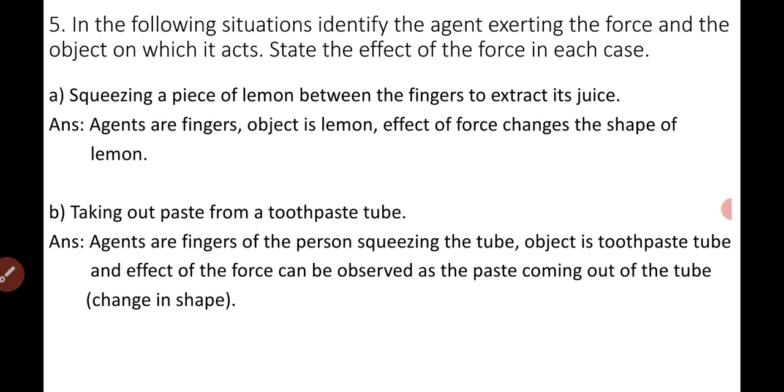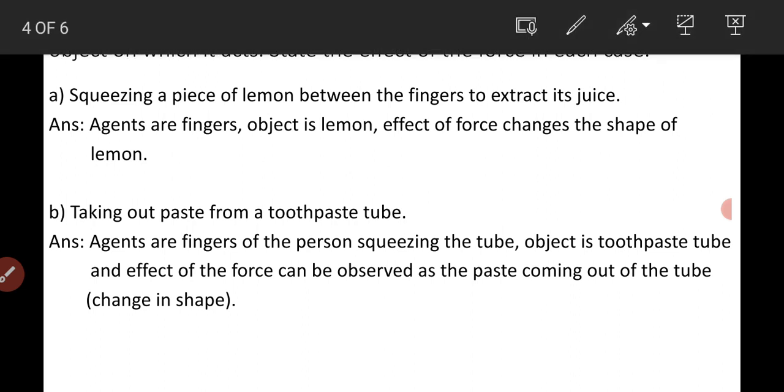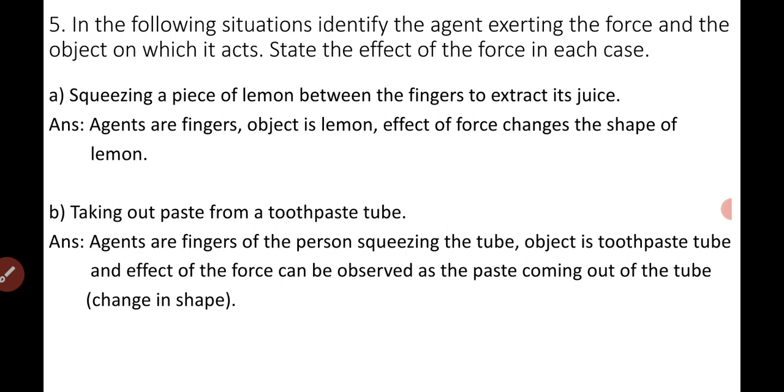Clear? Next, B, taking out paste from a toothpaste tube. So again, while taking out toothpaste from a toothpaste tube, you have to squeeze the tube, and you have to apply force only. So what are the agents here while squeezing? Again the fingers. Agents are fingers of the person squeezing the tube. And where is the force acting? The force is acting on the toothpaste tube.